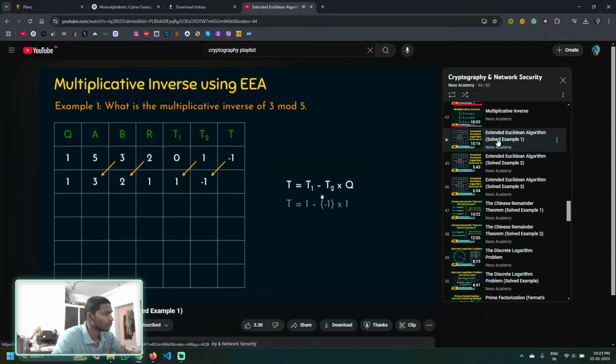Now we are going to take this formula and apply the current value of t1. It is 1, right? So t is 1 minus t2, t2 is -1, into what is q? Q is 1. So I'm taking this value. When you evaluate this, you get t is equal to 2. I hope things are clear.